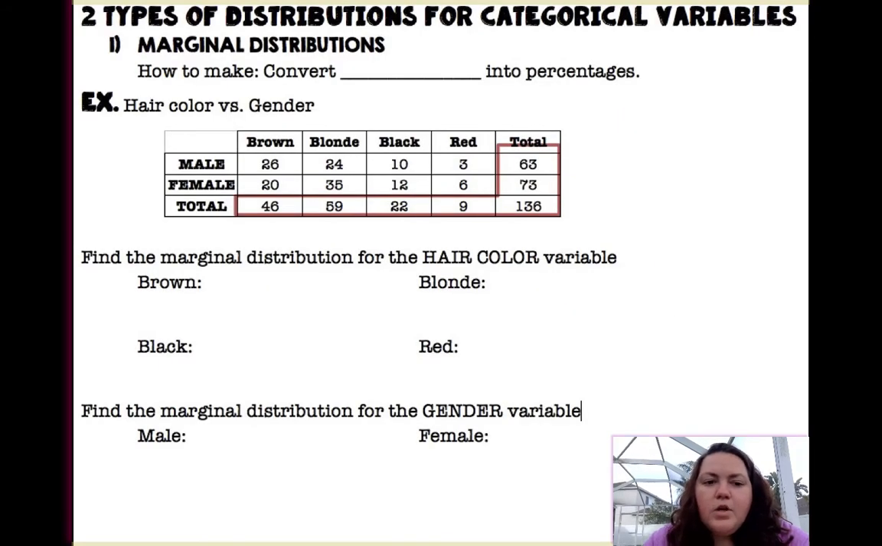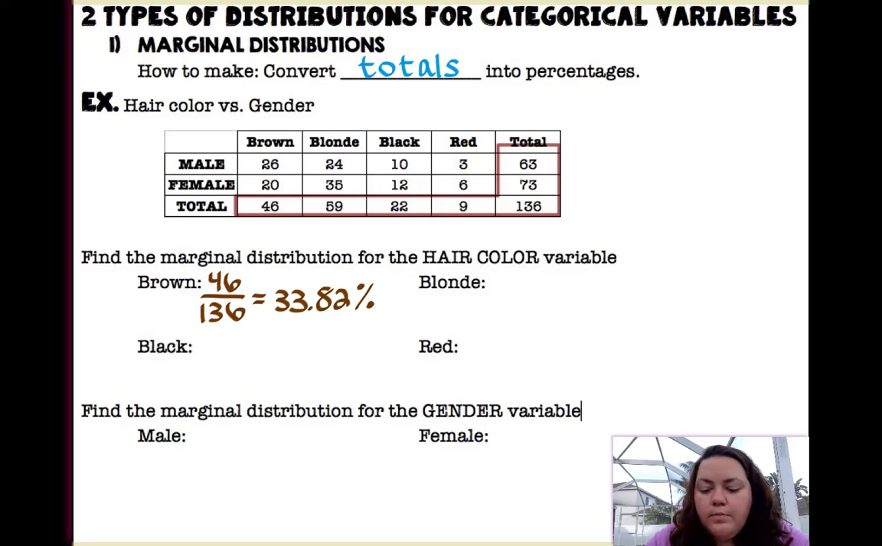All right, two types of distributions for categorical variables. So we have marginal distributions, where we're going to convert the totals into percentages. Find the marginal distribution for hair color. So for brown, I'm looking in the margins, so only in the totals area. I had 46 total brown out of 136. So that'd be 33.82%.